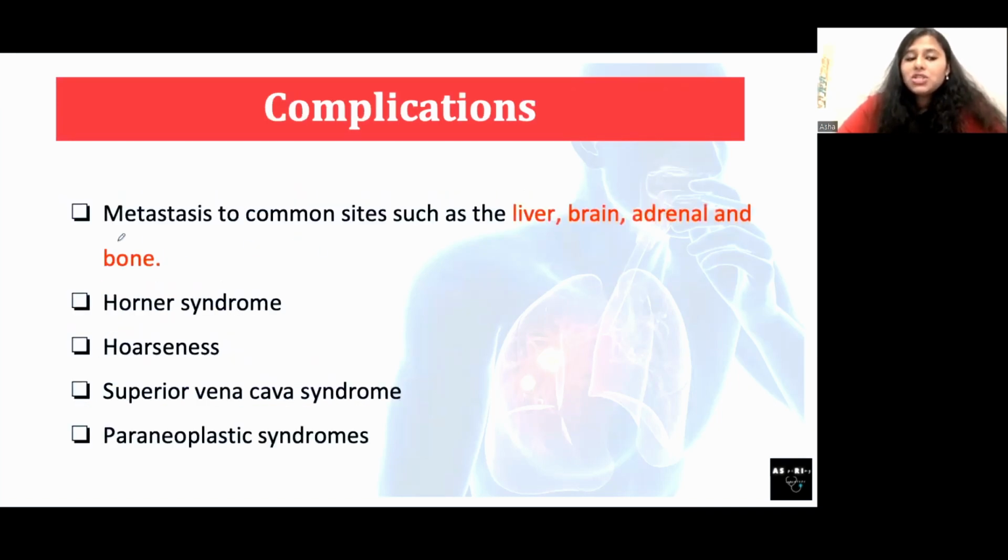So complications: lung cancer is known to have a lot of metastasis to common sites of the liver, the brain, adrenals, and the bone. They can have an associated Pancoast tumor with Horner syndrome. They can have hoarseness by compressing the laryngeal nerves or any nerves that are nearby. Superior vena cava syndrome can also occur by compressing the superior vena cava, and paraneoplastic syndromes can also be seen.